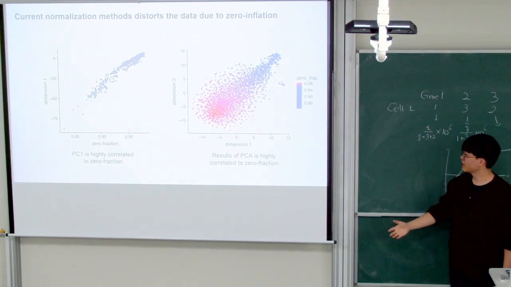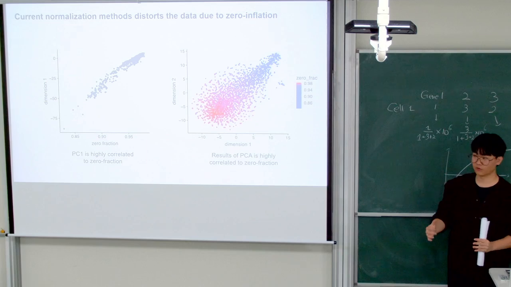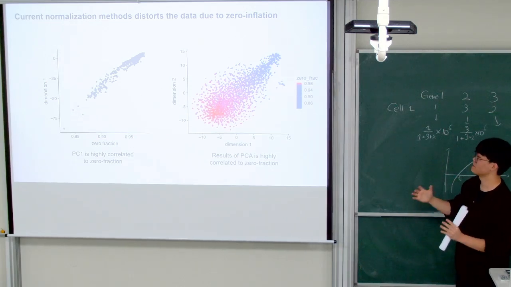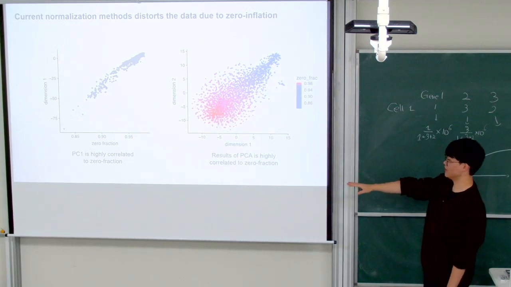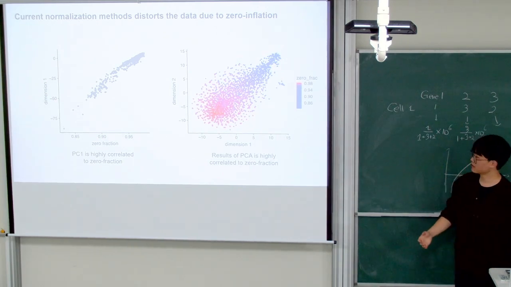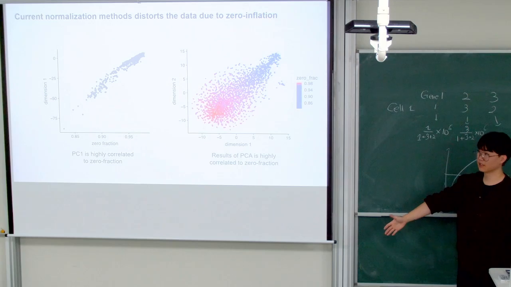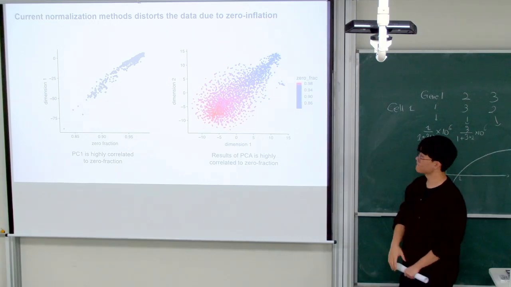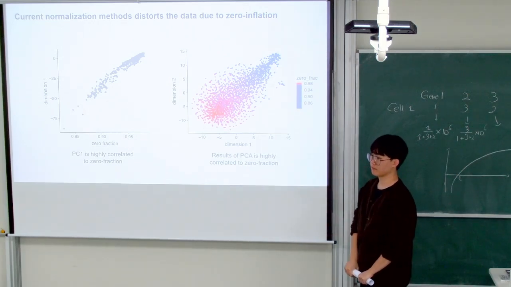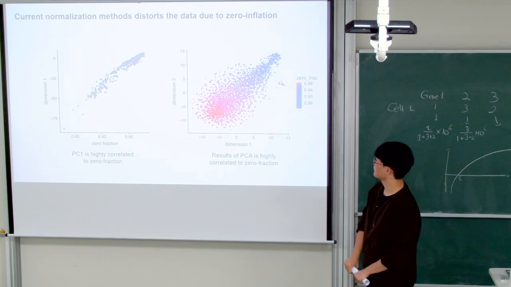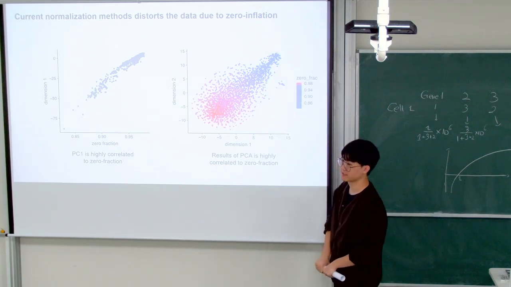So as a summary, the information from non-zero data is being distorted, and the information of zero fraction is very relevant in the current normalization. In this graph, what is the meaning of each point? Each point represents cells. Yeah.